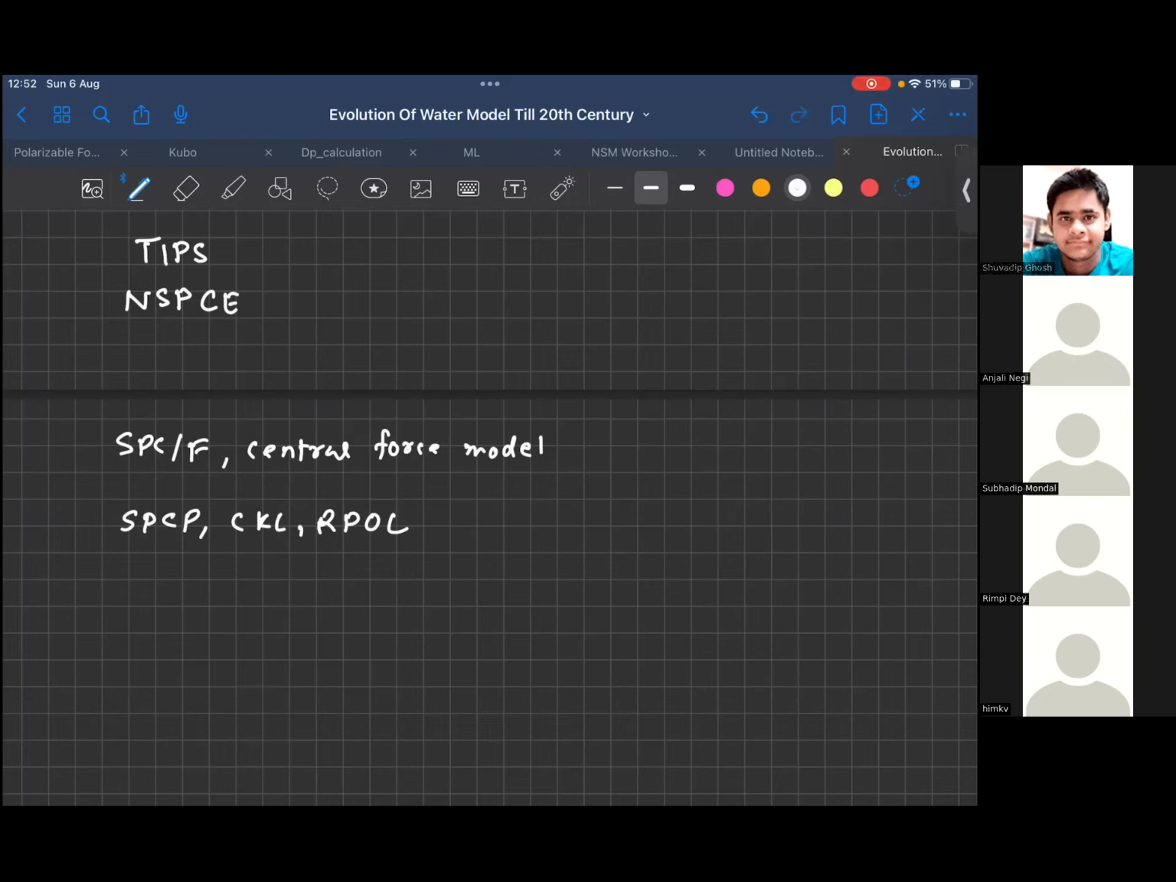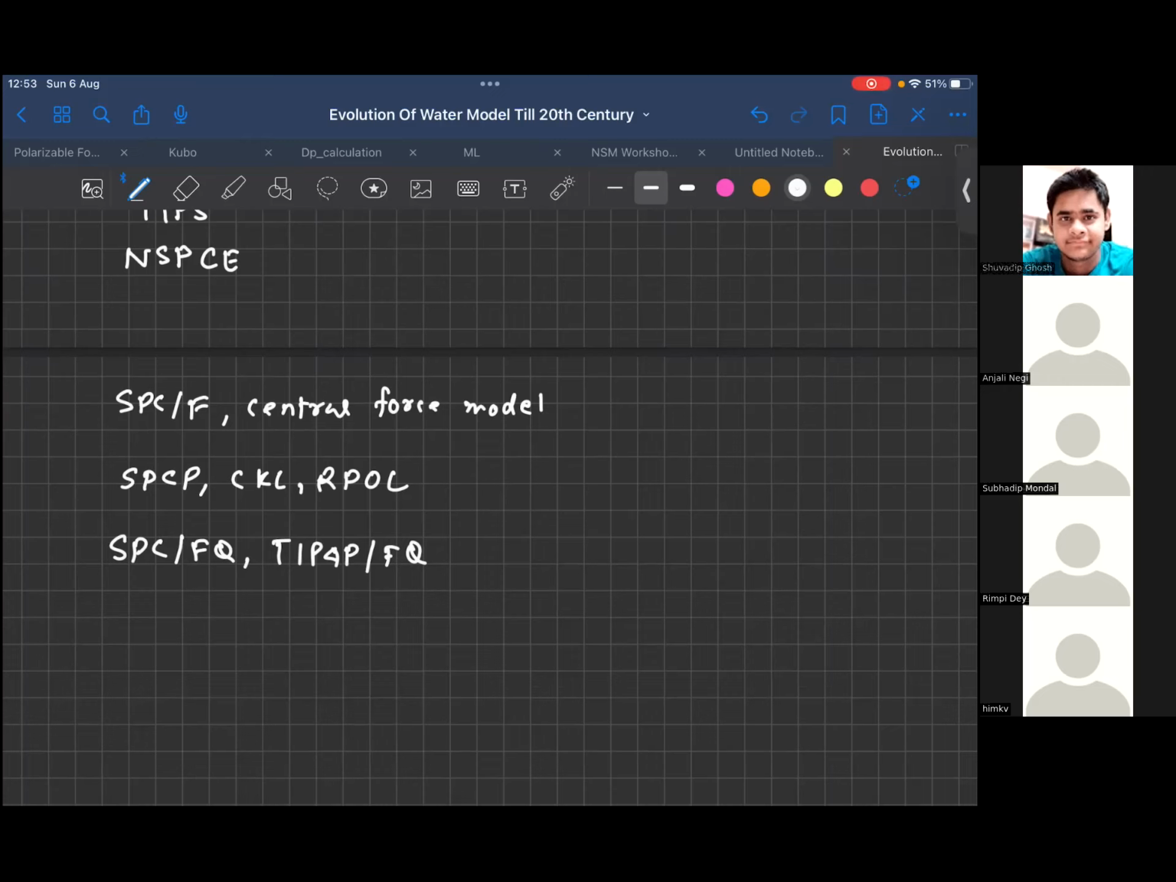And not only that, after that, as you know, a few water models like SPC-FQ and TIP4P-FQ. So these are the fluctuating charge models, which take into account the intermolecular charge transfer induced by the local field. And after that, finally, people made a few ab initio based force fields at that time. I'm talking about force fields like MCY, MCHO, NEMO. So these are a few ab initio based force fields people tried to make at that time.